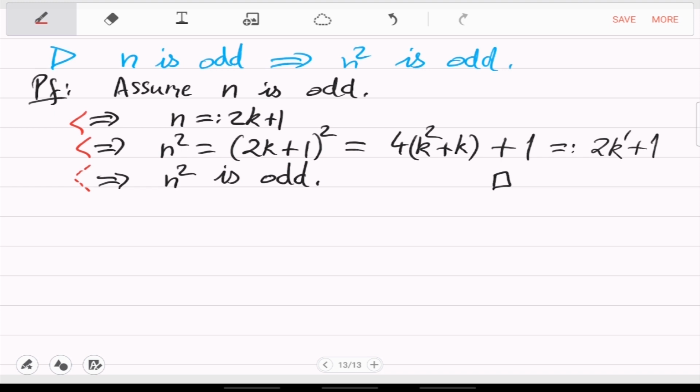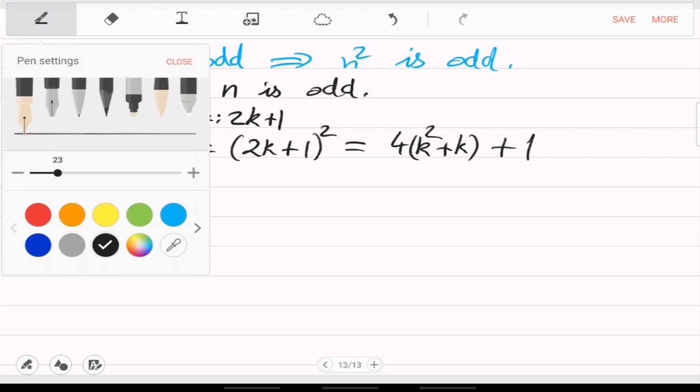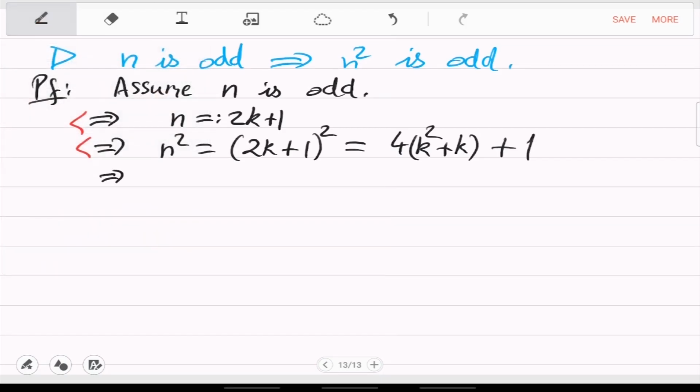Yes, so maybe for that I should divide the proof into more steps. I wanted to save time. So this is n square equal to 2k prime plus 1, and from here we concluded that n square is odd.